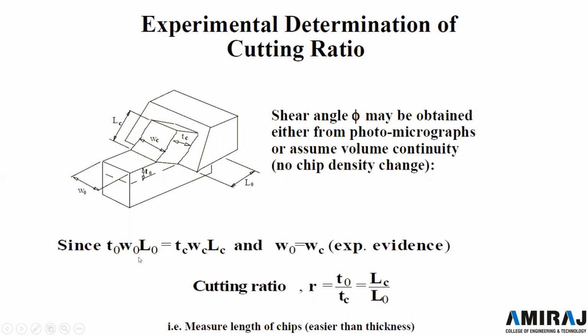Since the volume before and after will be the same, t0 w0 l0 is equal to tc wc lc, before cut and after cut. So w0 is equal to wc, with experimental evidence. And the cutting ratio t0 by tc is equal to lc by l0. Measuring the length of the chip is easier than thickness, so just by measuring the length of the chip before and after cut, we can find the cutting ratio or chip thickness ratio.